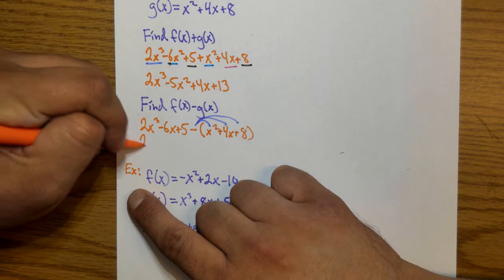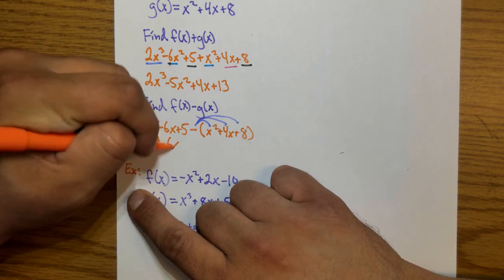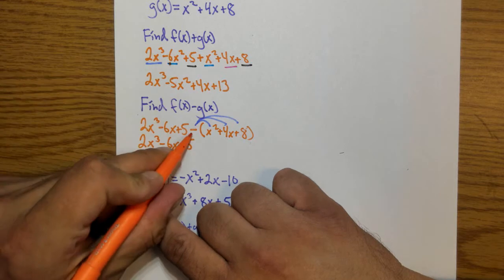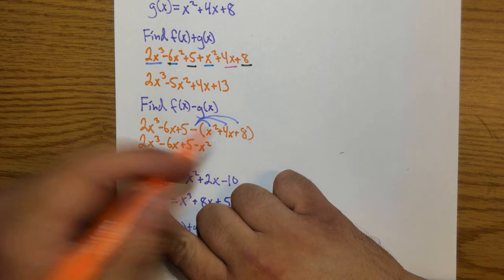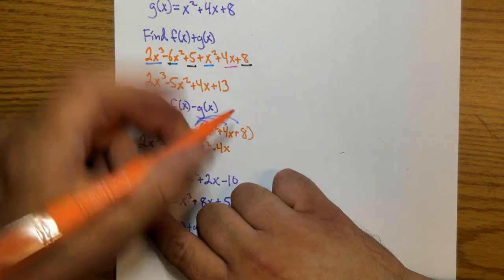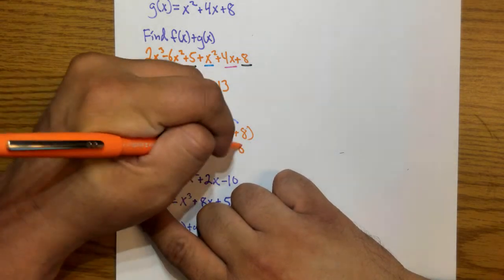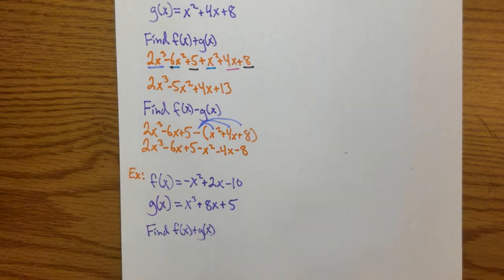So we're going to have 2x cubed minus 6x squared plus 5. Negative times x squared is minus x squared. Negative times 4x is minus 4x. And negative times 8 is negative 8. And then we want to combine.